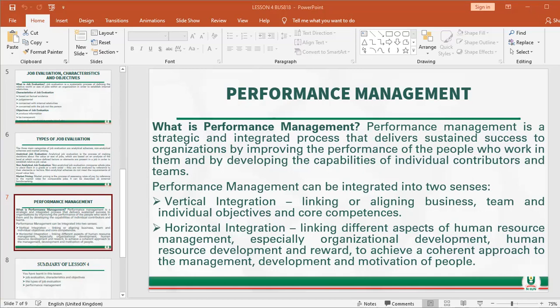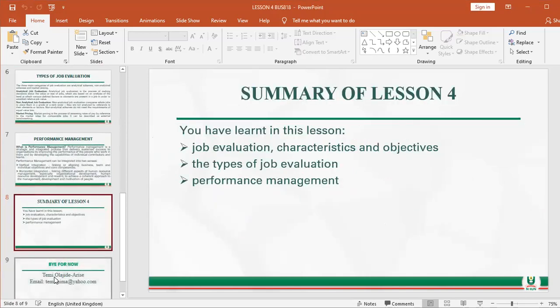So I think basically we've come to the end of this lesson 4, which is job evaluation, the types of job evaluation and performance management. I'm sure you guys have been able to learn or understand what job evaluation is, the characteristics and objectives, the types of job evaluation, and lastly, performance management.